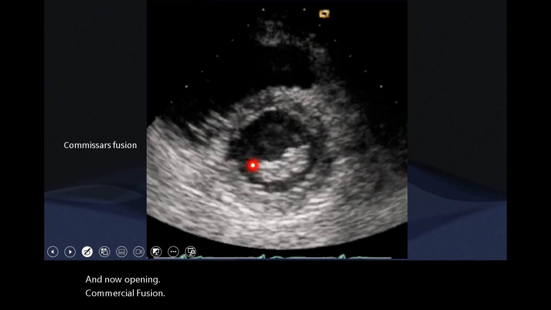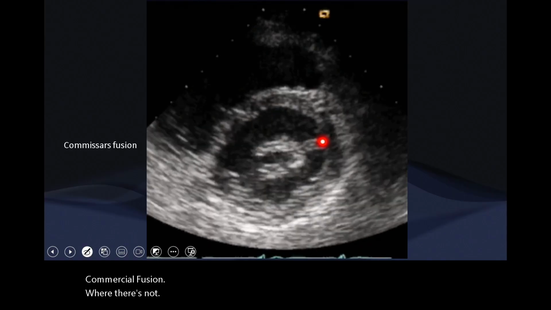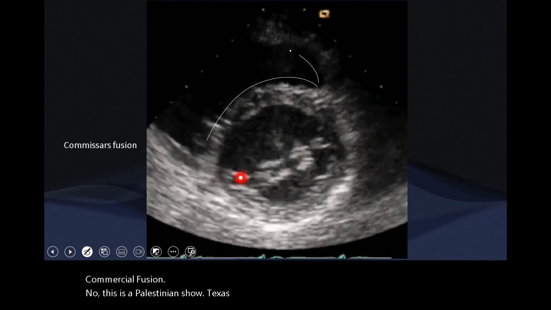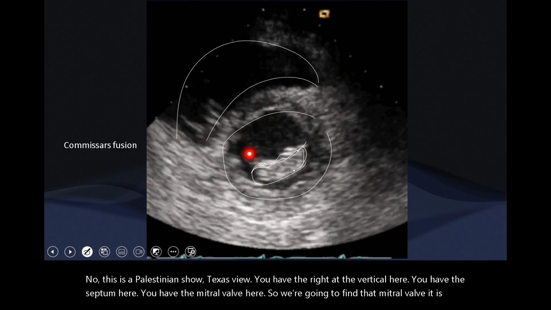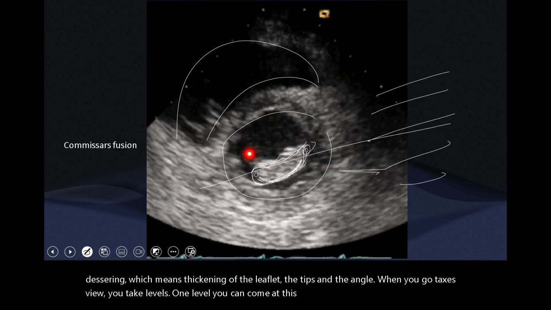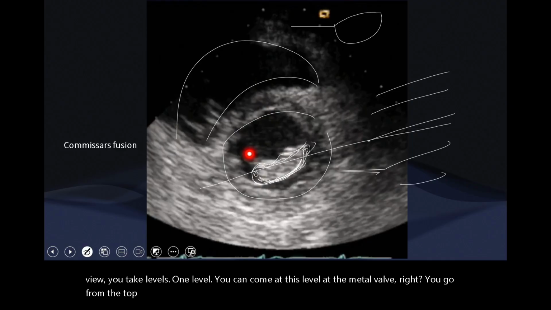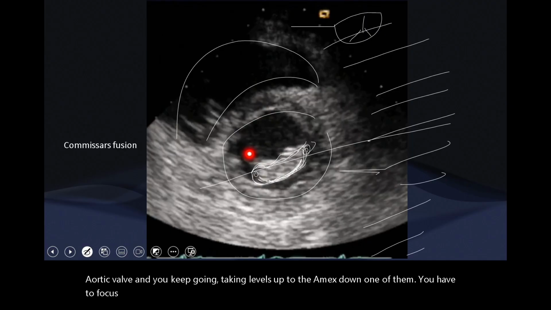No, this is the parasternal short axis view. You have the right ventricle here, you have the septum here, you have the mitral valve here. So we're going to find that the mitral valve is tethering, which means thickening of the leaflet tips, and the angle. When you go in the parasternal short axis view, you take levels. At one level you can come to the mitral valve, right? You go from the top and have the aortic valve, and you keep going, taking levels down to the apex. One of them you have to focus on is the mitral, and you're going to see this.